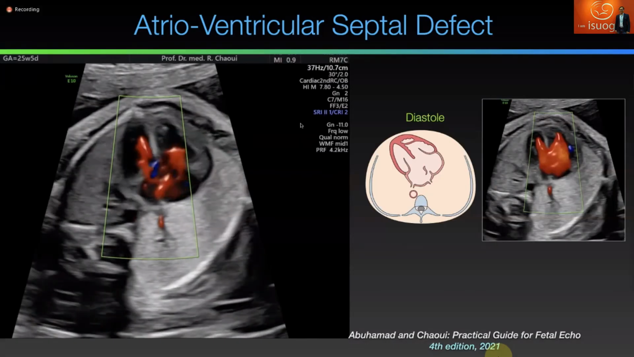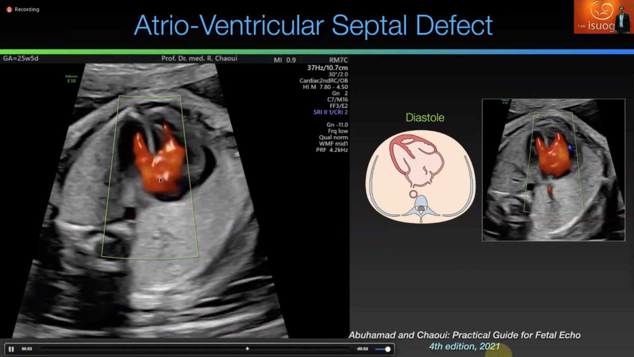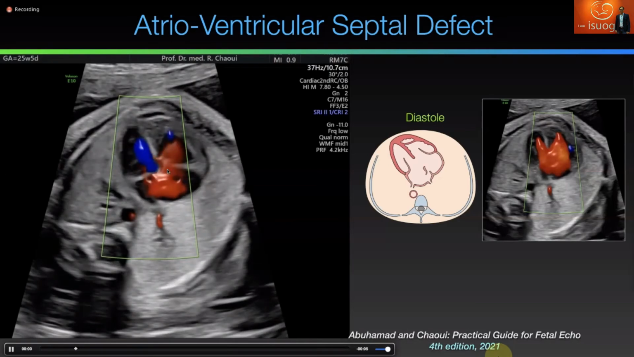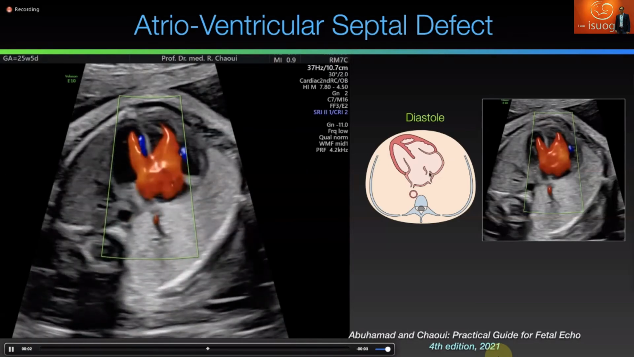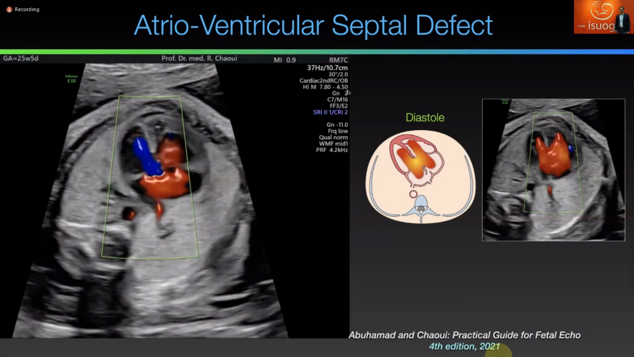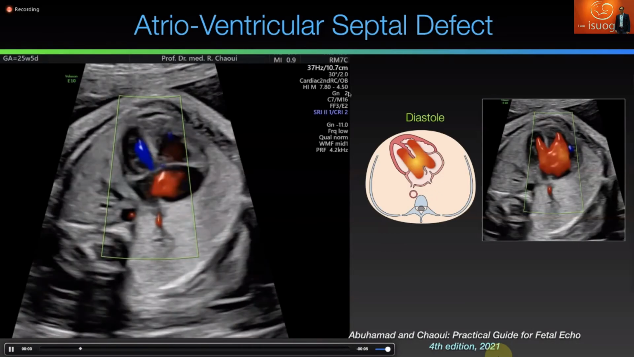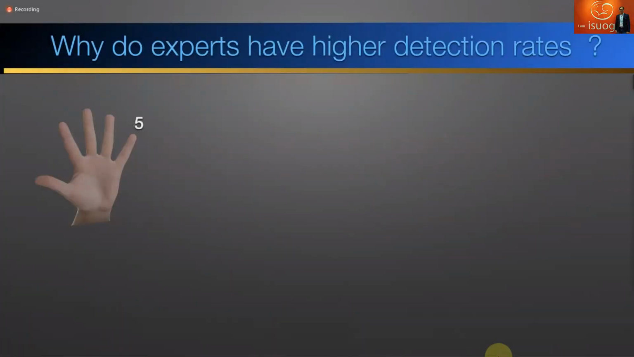We see here an example of color Doppler filling, and it looks like the letter H because the two arms are connected in the middle, and this is how it looks in the scheme in diastole in an AV septal defect.